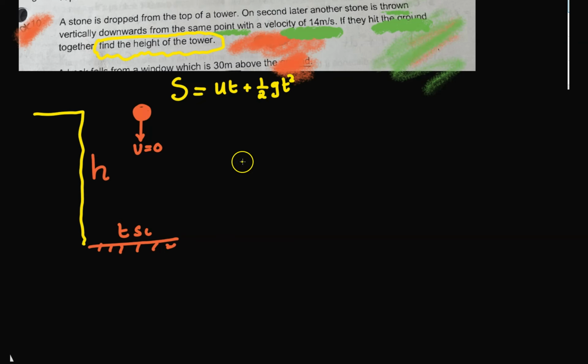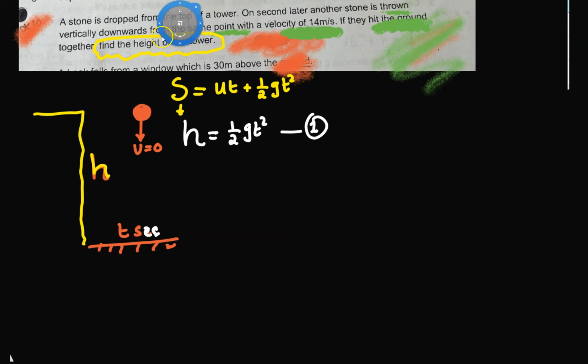This is one of the equations of motion. Our displacement is the height that we have here, and our initial velocity will be 0. From this we can form an equation: h equals a half gt squared, because the time taken here is t seconds. This is going to be our equation number 1, and we're going to respect this equation because it's going to enable us to work out something else.